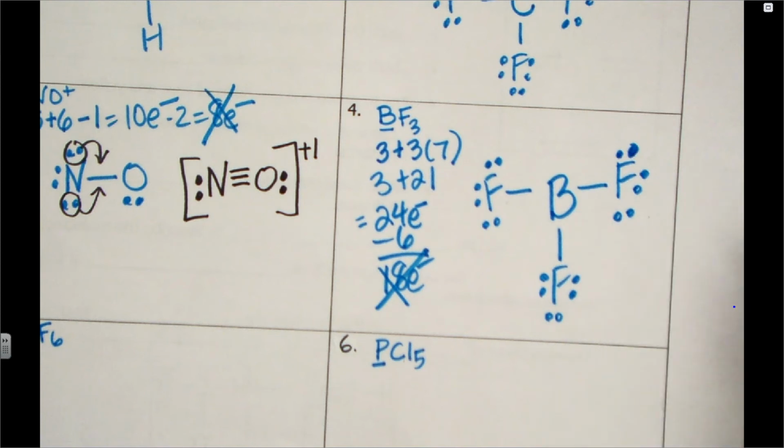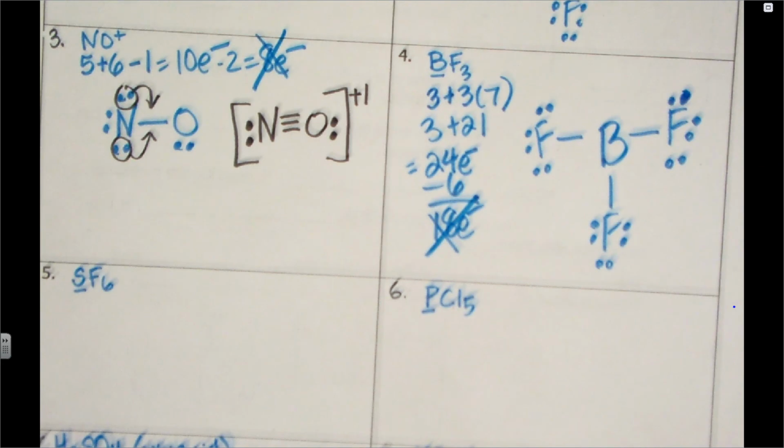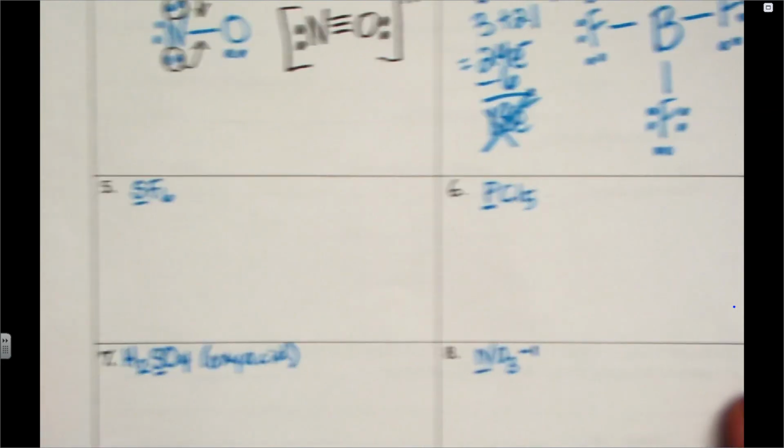So this is the actual Lewis structure for boron trifluoride. Because boron is the exception, we have to leave him with only 6 electrons. He is simply not strong enough to pull the electrons that he needs, that he desires. All right, let's look at number 5.